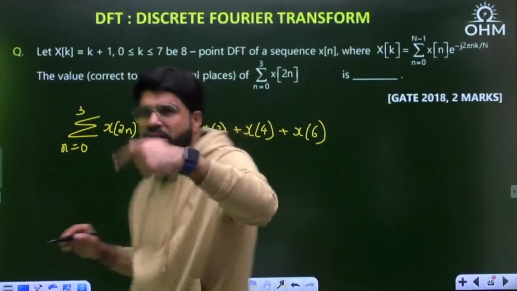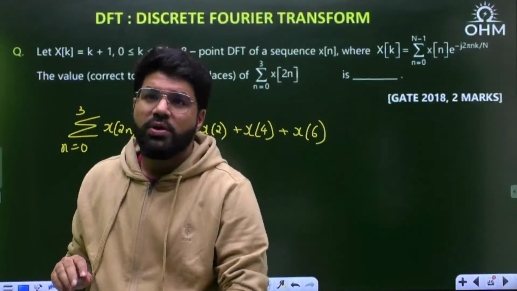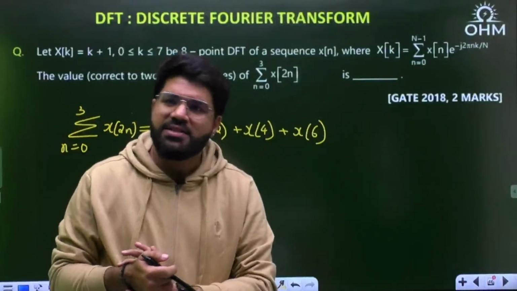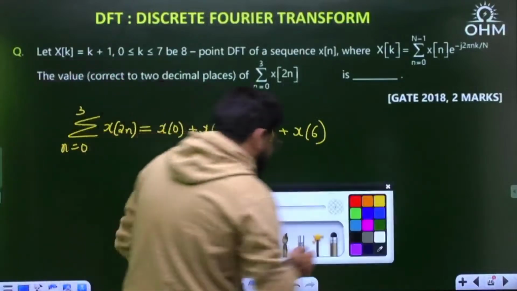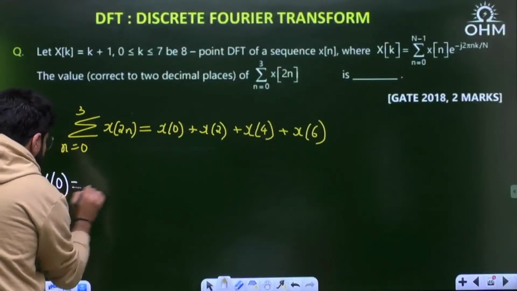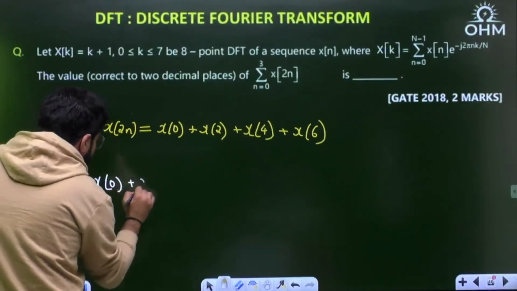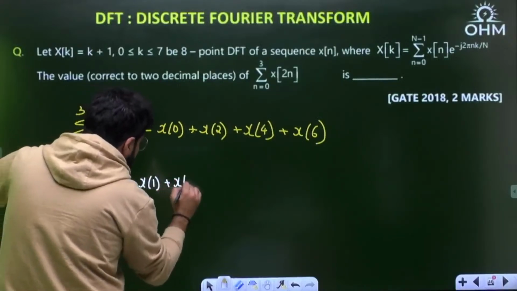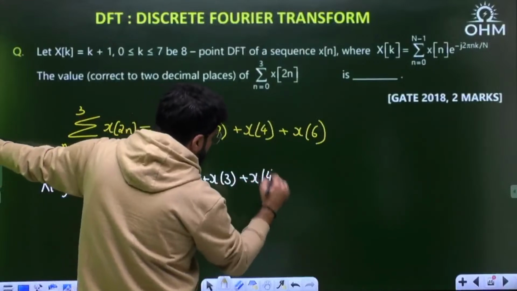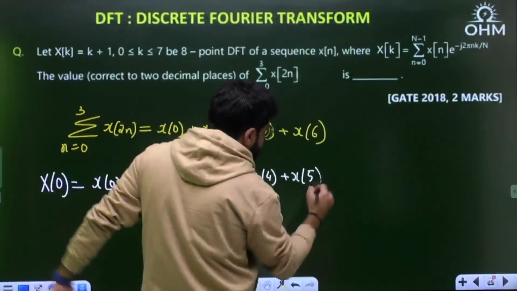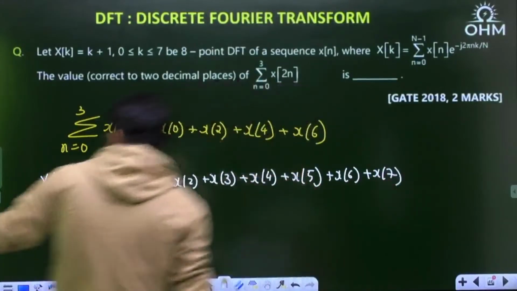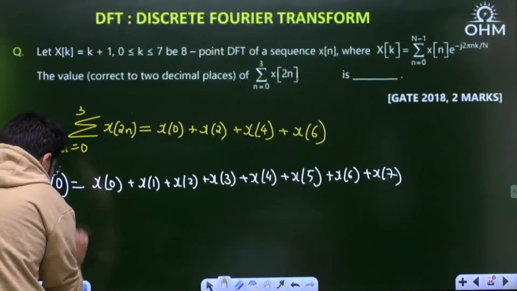Okay, that means I want only alternate values. We have a formula where alternate plus minus come. Let's try to use it. The first and central ordinate. Okay, what is the first ordinate formula? The first ordinate is given by the summation of all: x0 plus x1 plus x2 plus x3, 8 point na, let me write this in full, plus x4 plus x5 plus x6 plus x7.